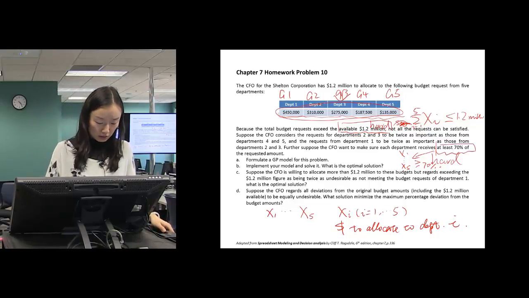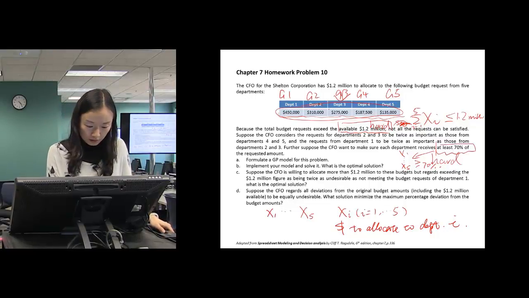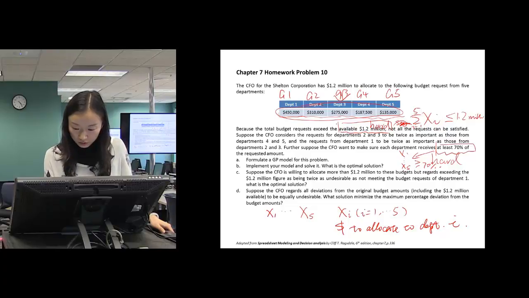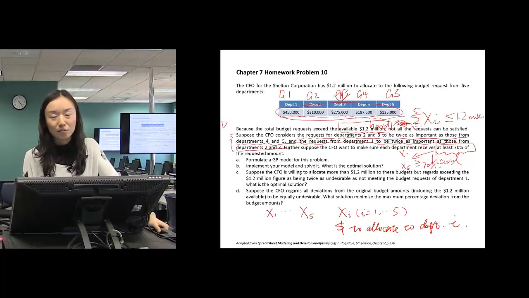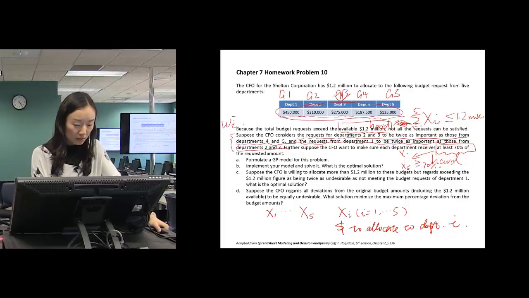What do those things give us? Consider requests for Department 2 twice as important as those from Department 4-5, and requests from Department 1 to be twice as important as those from Department 2 to 3. With this, you can get the weights. Okay. Remember the example I just told? Okay, so with this, you can get the weights.